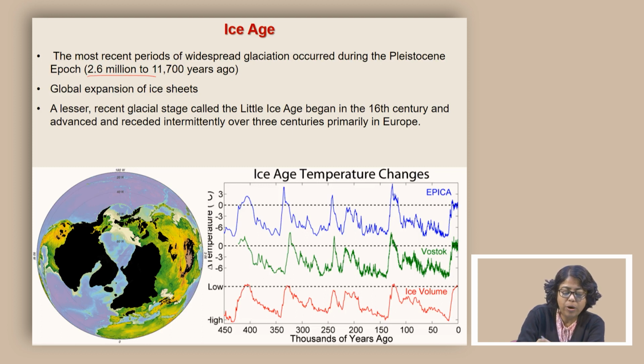This is a globe where the black parts show the extent of the glaciers, and what we see is that the northern part of North America is covered by the glaciers. A large part of Europe is also covered by glacier. The Himalayan region, as we see, is covered by glaciers.